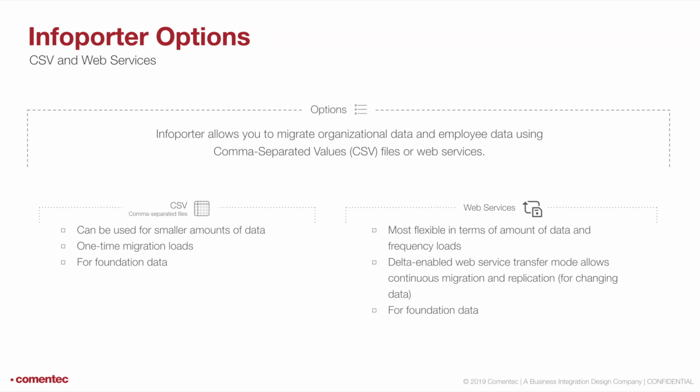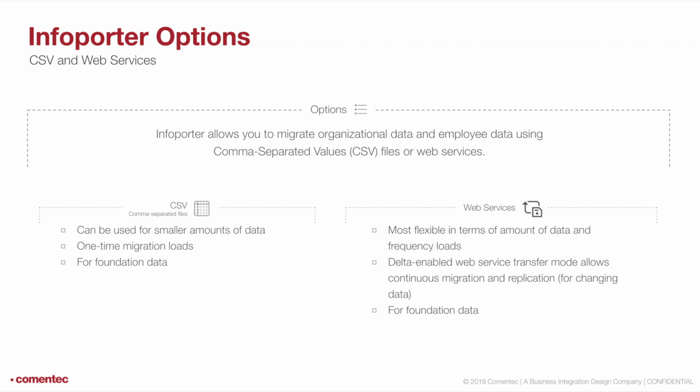When you are moving data, you have a couple of options for extracting that data. And it comes down to two. There are the comma-separated files that you will use to extract the data, and then there are the web services. This applies both to organizational data and employee data. On the CSV side, you really would only use this for smaller amounts of data and for one-time migration tools, and it will handle foundational data. We'll dive a little bit into why that is in the next one once we get to the use cases.